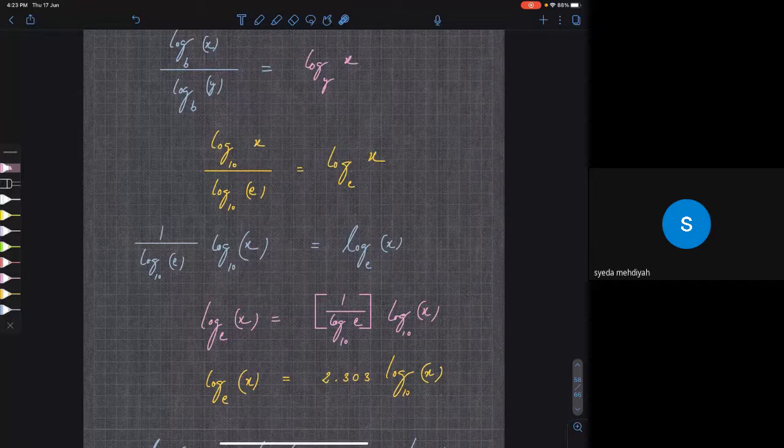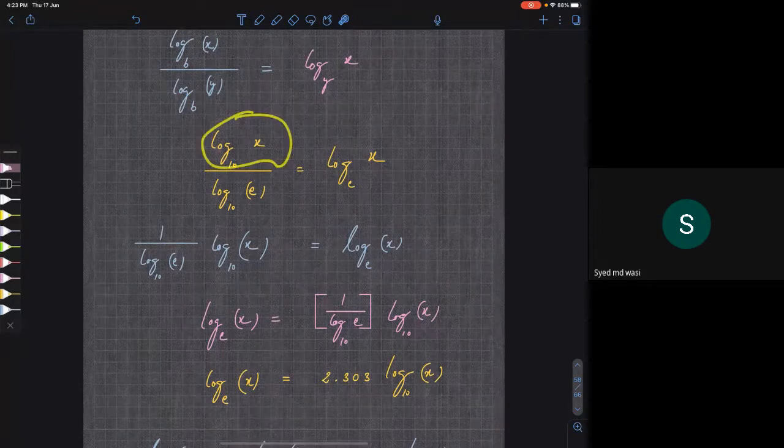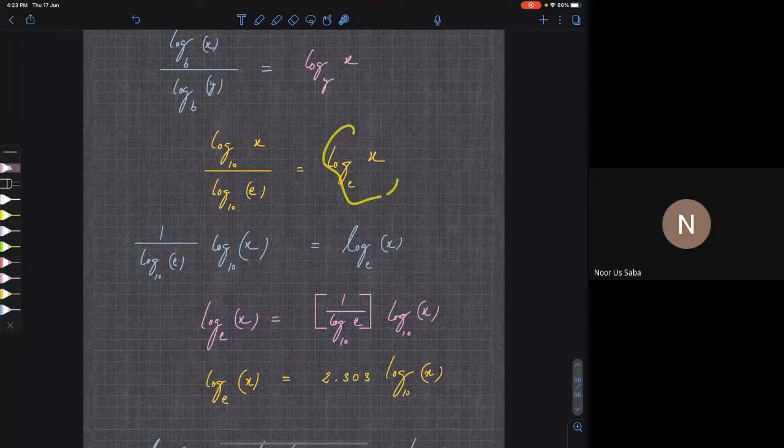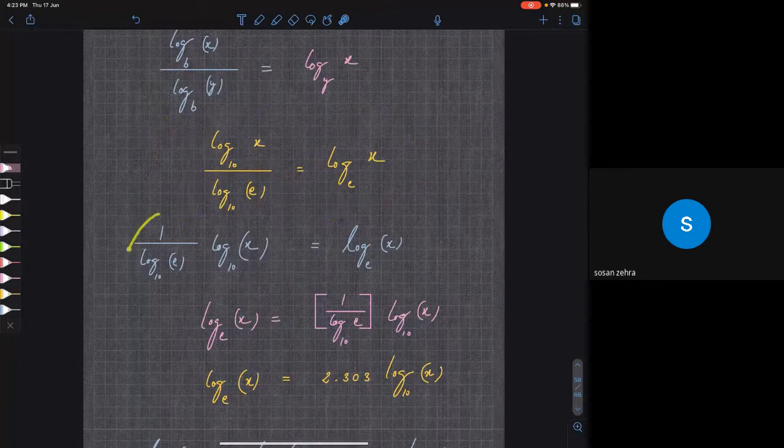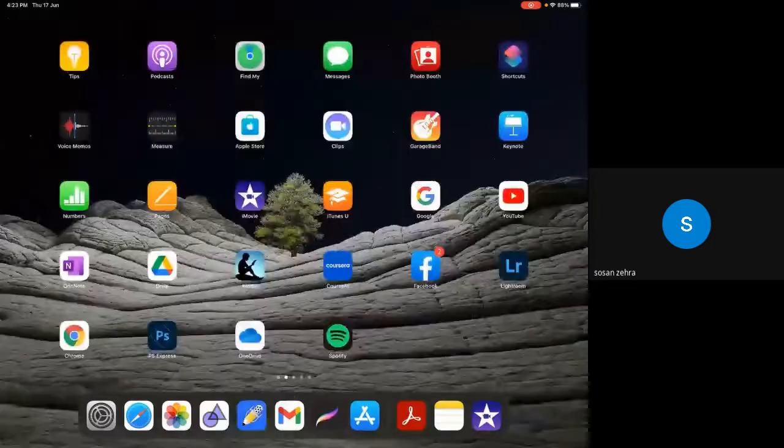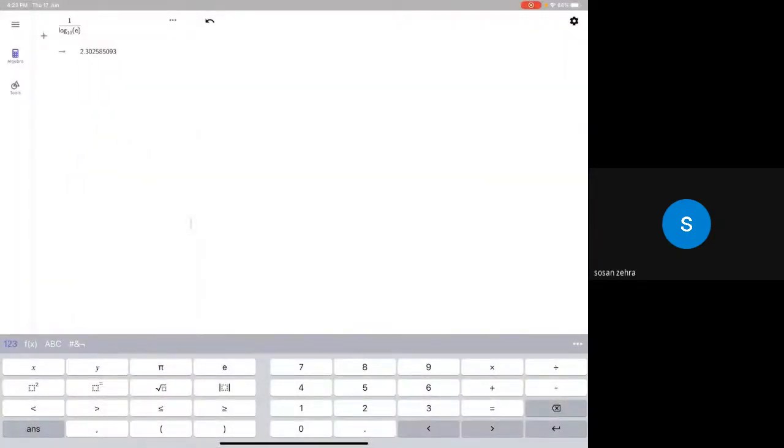So, what is log x to the base 10 equal to? Log of x to the base e equals log x to the base 10 multiplied by 1 by this number, right? Yes, sir. So, what is 1 by this number? If you see in the calculator, it is 2.303, right?